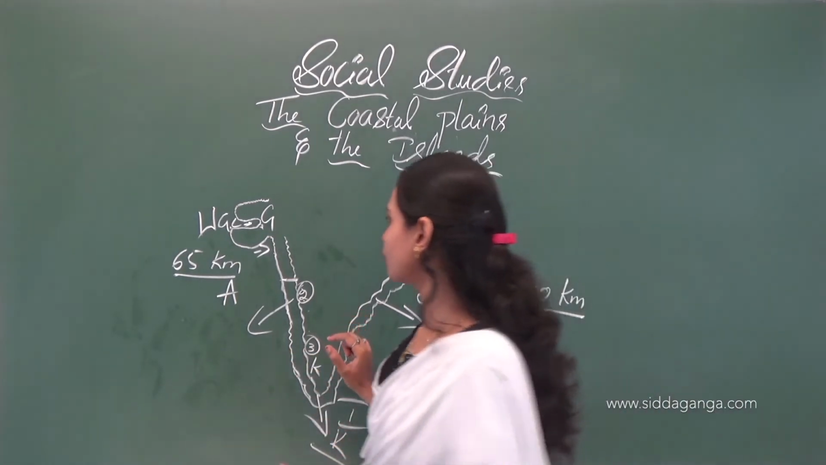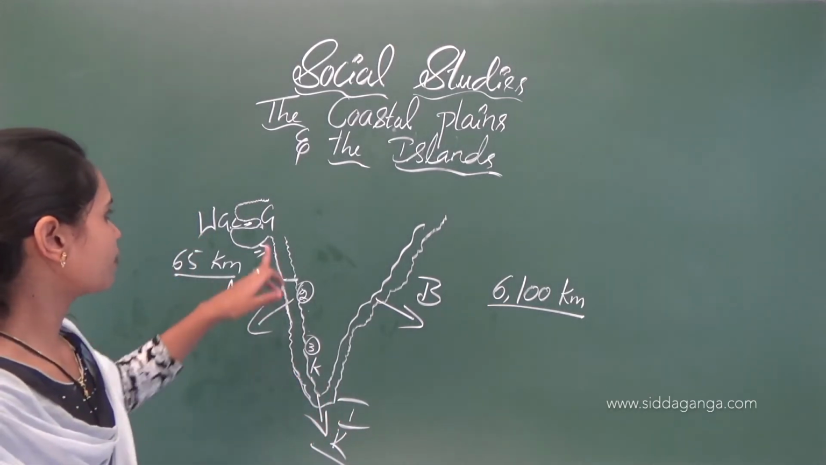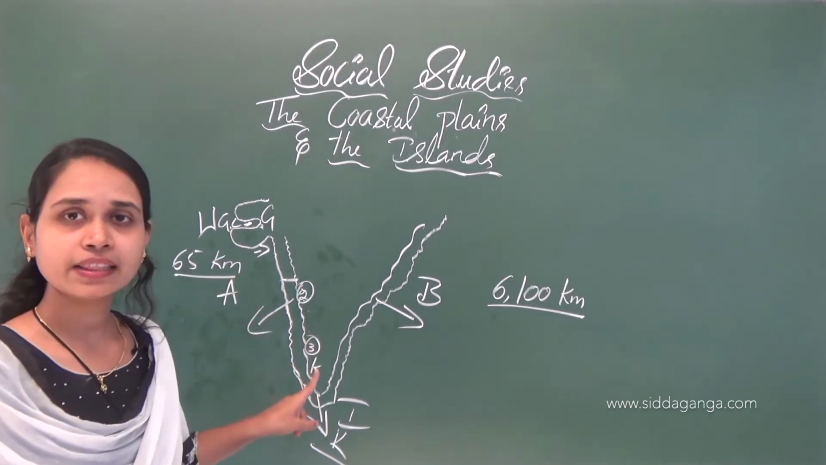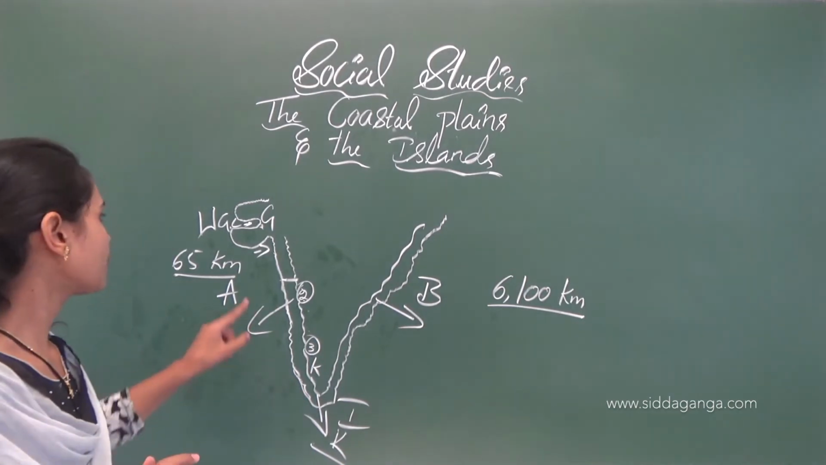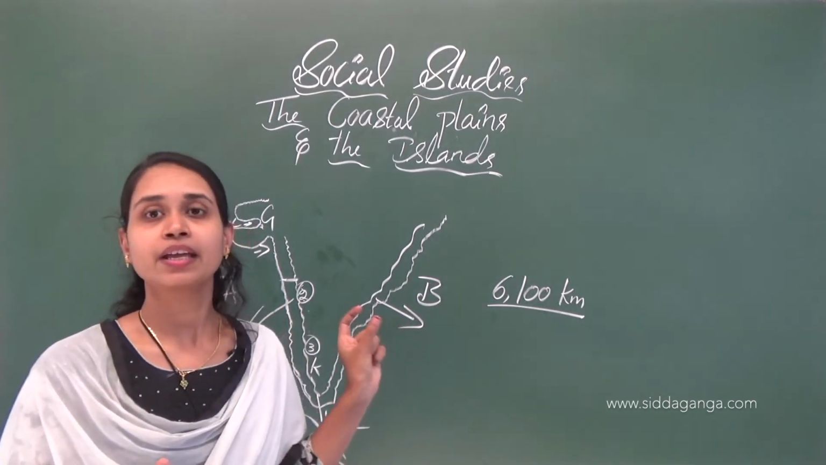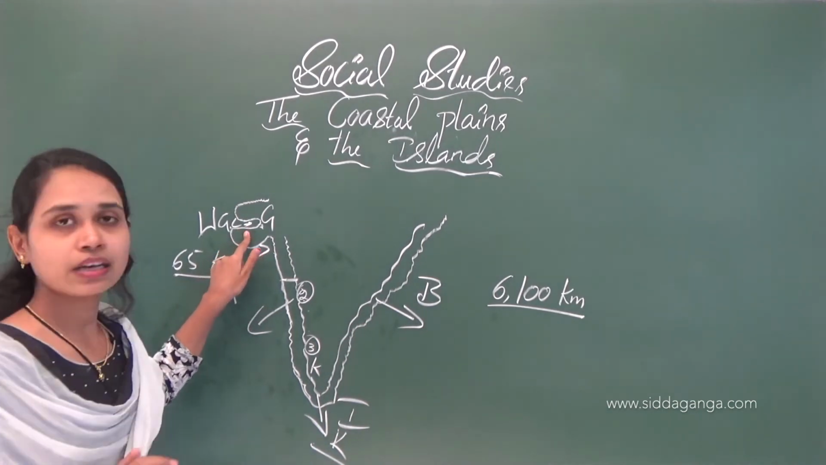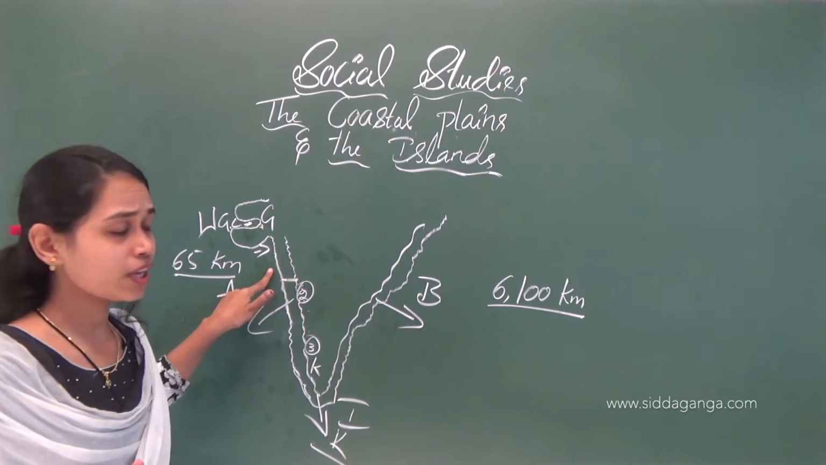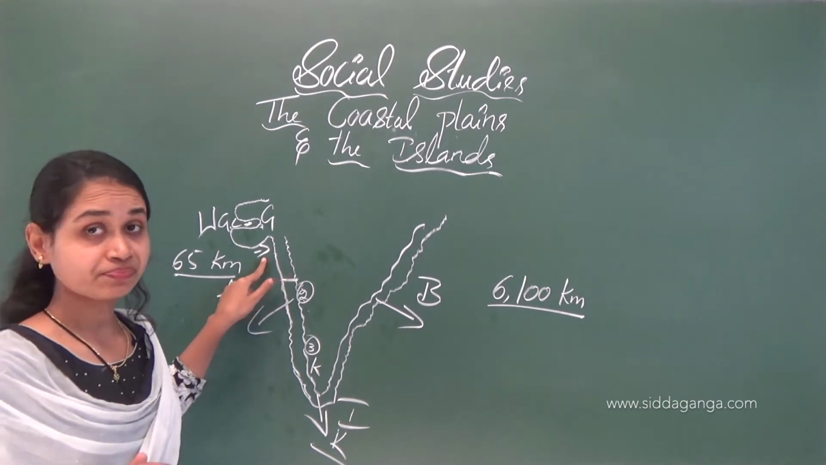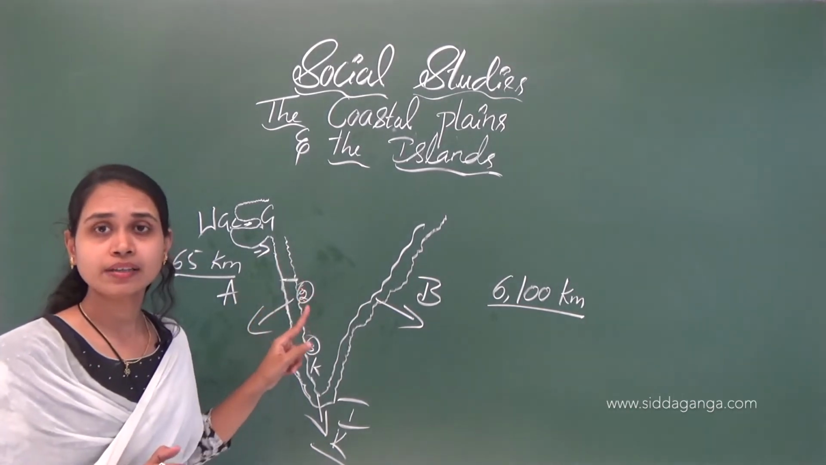See, this is about the western coastal plains. Here in the western coastal plains we can see three parts: Gujarat coast, Konkan coast, and then Malabar coast. The width is 65 kilometers. Gujarat coast starts from the Gulf of Kutch to the Gulf of Khambhat. Konkan coast starts from the Gulf of Khambhat and covers a large part of Maharashtra, Goa and then Karnataka.